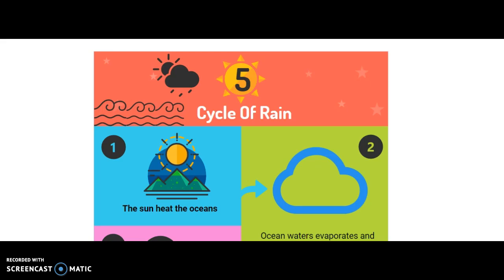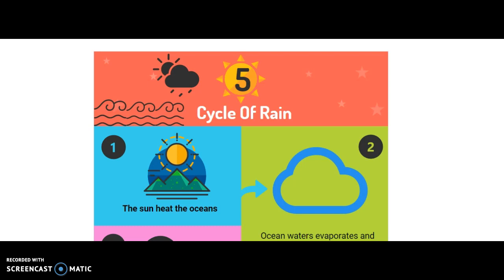Rain is liquid water in the form of droplets that have condensed from atmospheric water vapor and then become heavy enough to fall under gravity. Rain is a major component of the water cycle and is responsible for depositing most of the fresh water on the earth.